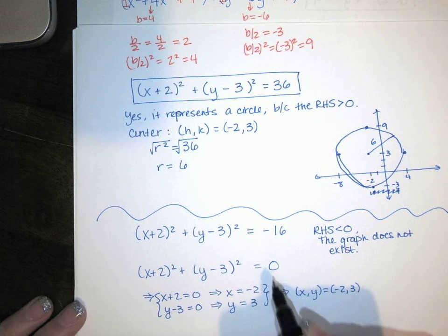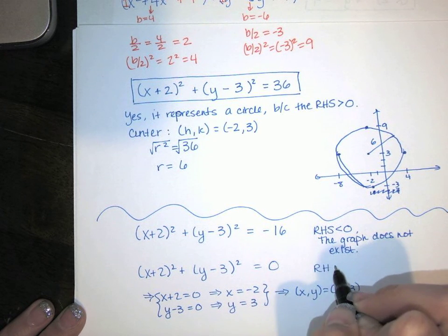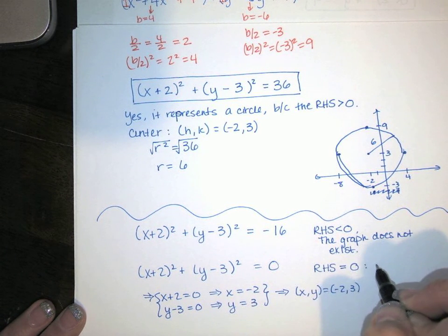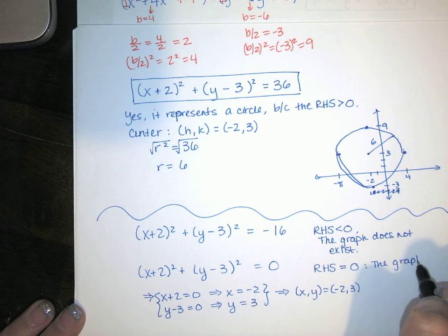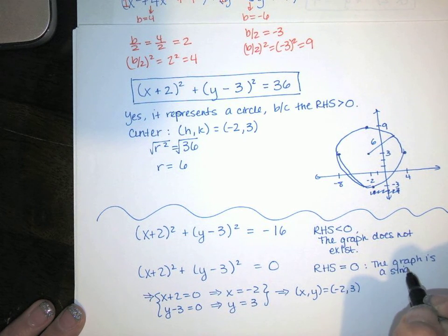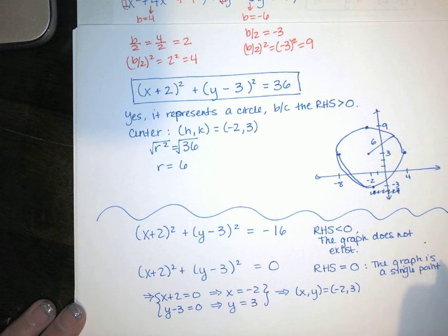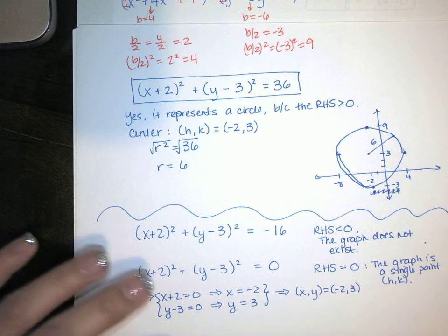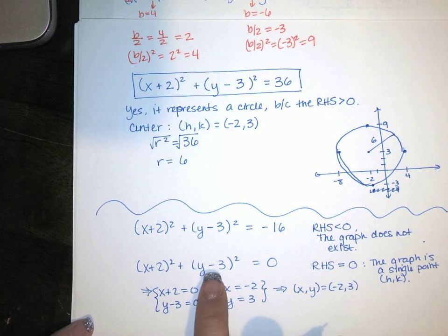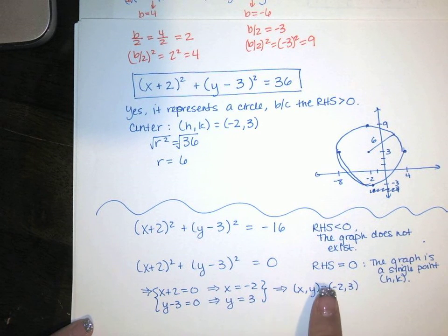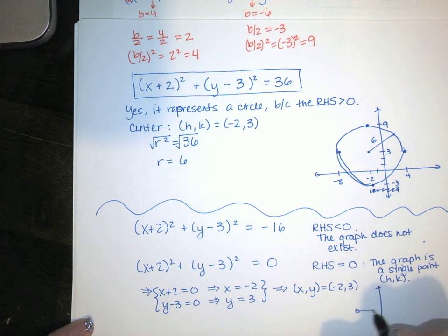So if you have a 0 on the right-hand side, the graph is a single point. You might even think of it as a circle with a 0 radius. That's our circle. That's it. That's all we've got. And that single point has coordinates (h, k). So h is negative 2, k is 3. That's what the graph would look like. It's that single point at (-2, 3). That's if the right-hand side is 0.